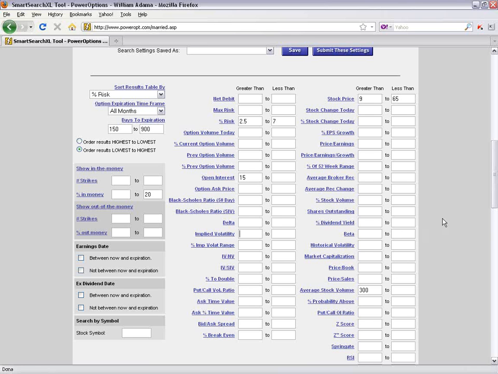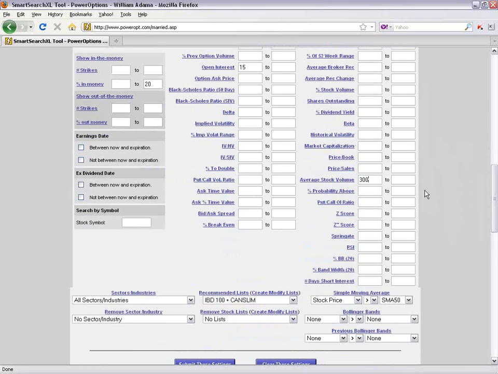Now, on the right-hand side, where you can track most of your stock information, we have just basic criteria set now: $9 to $65 per share. Average stock volume greater than 300,000, which is measured in thousands. And we're using the IBD 100 and Canceling list. We don't have to use the IBD 100 and Canceling list.